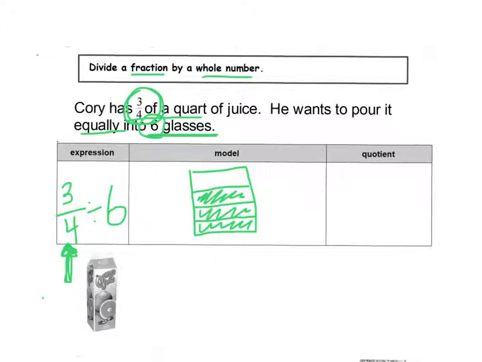Now I'm going to grab a different color and I'm going to draw lines going vertically now, the other direction, and we're going to split this into 6 parts. Okay, so each of these parts, or each column that I just drew, would represent 1 glass of juice.